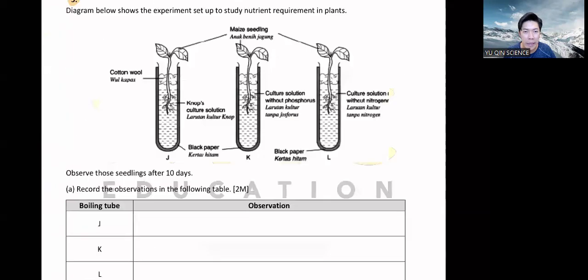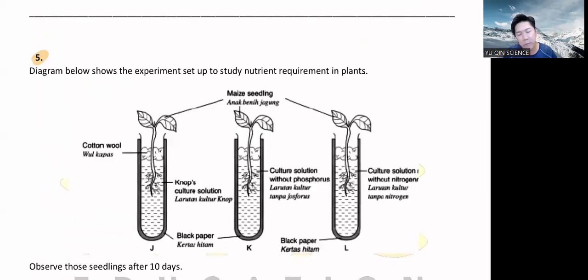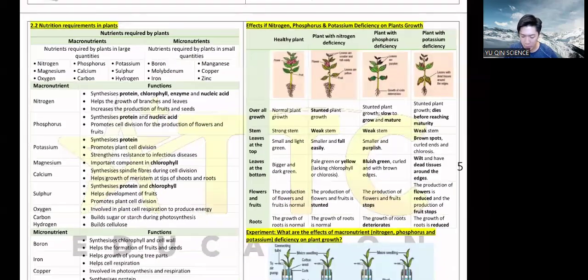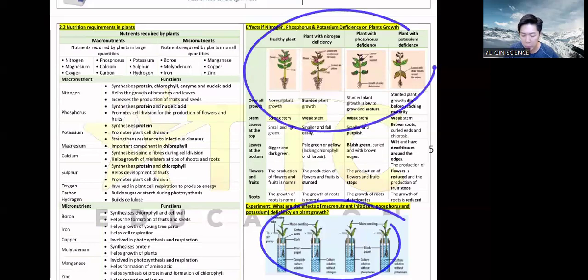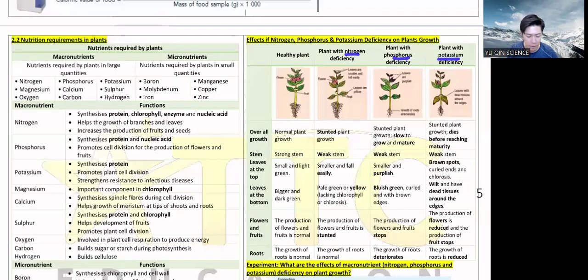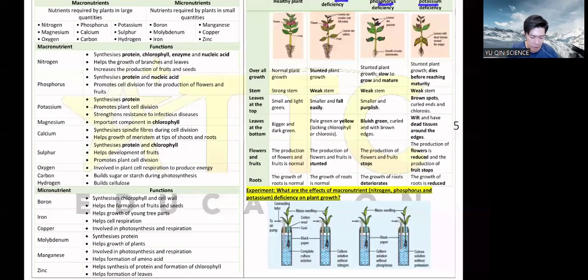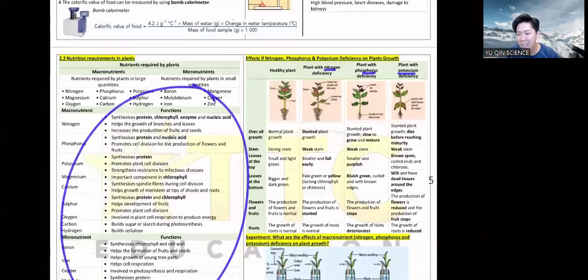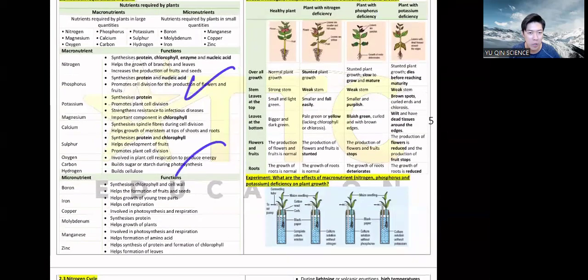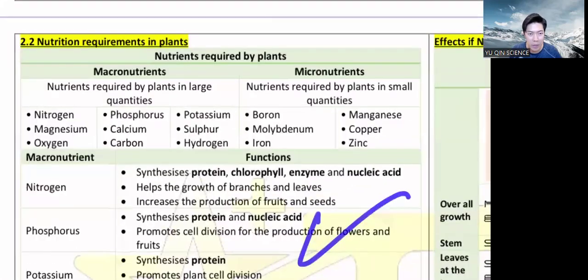So question 18, everybody. Page 18, question number 5. The next part is about this experiment, the NPK: nitrogen, phosphorus, and potassium. The functions, you try lor. If you ask me, I really don't memorize them, there are so many of them. Come on, man, right? But at least you know a few.